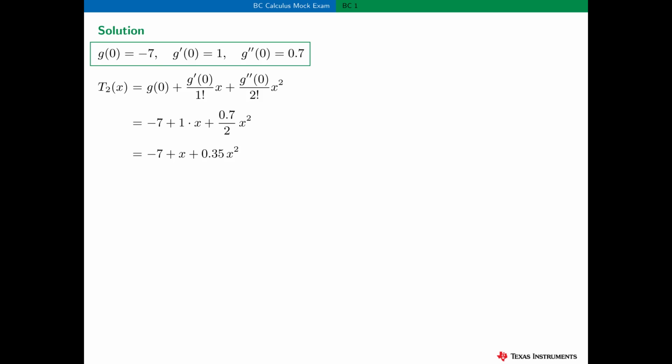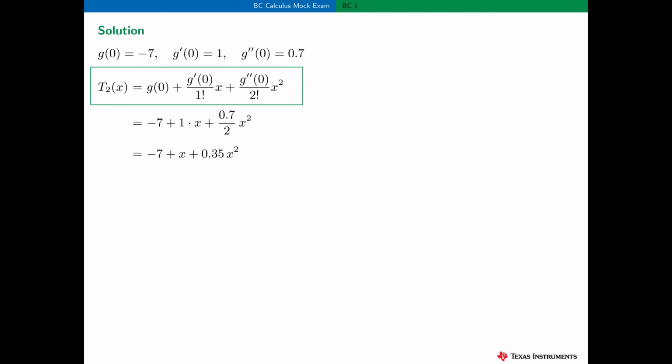Knowing the general form of a Maclaurin series, solving this problem is pretty straightforward. Here are the 3 values we'll need. G of 0 is equal to minus 7, well, that's given in the statement of the problem. G prime of 0 equals 1, and we can read this from the given graph. And g double prime of 0 is equal to 0.7. That's given in the statement of this part of the problem.